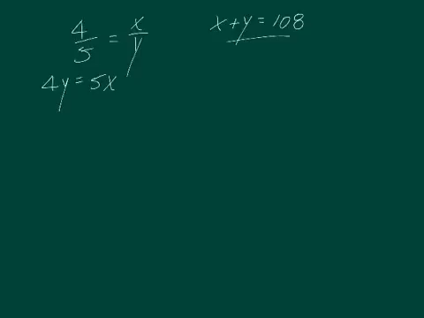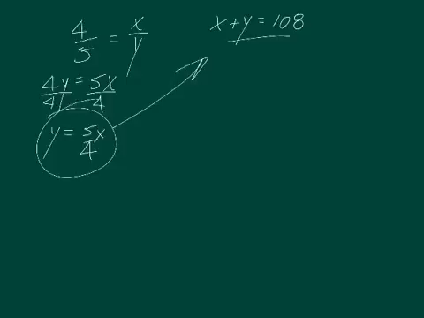And let's set this equal to, well, let's set it equal to y. Let's divide both sides by 4. So y equals 5/4 x. So now I'm going to look up here, and whenever I see a y, I'm going to put a 5/4 x in. And that equals 108.